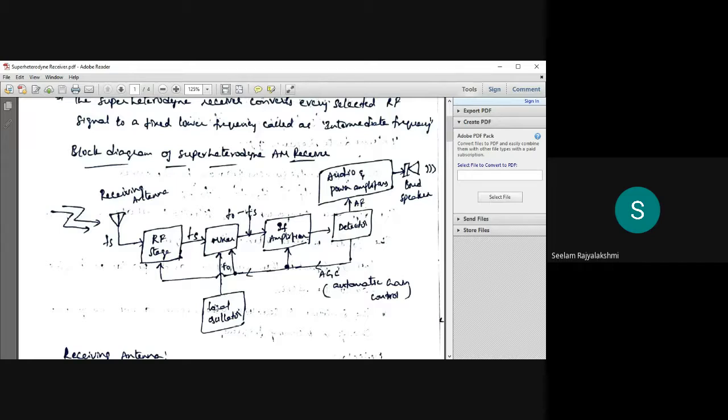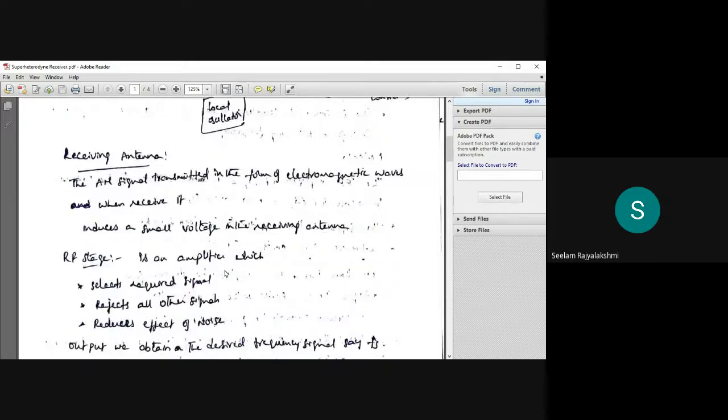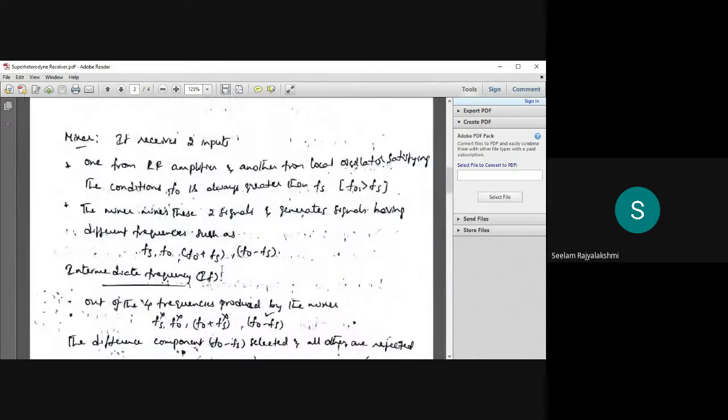That means one from the local oscillator and another from the RF stage. It receives these two signals, mixes them, and generates signals having different frequencies. That means it generates fs, f naught, f naught plus fs, and f naught minus fs. That means this mixer produces these four signals. And this is about the mixer.